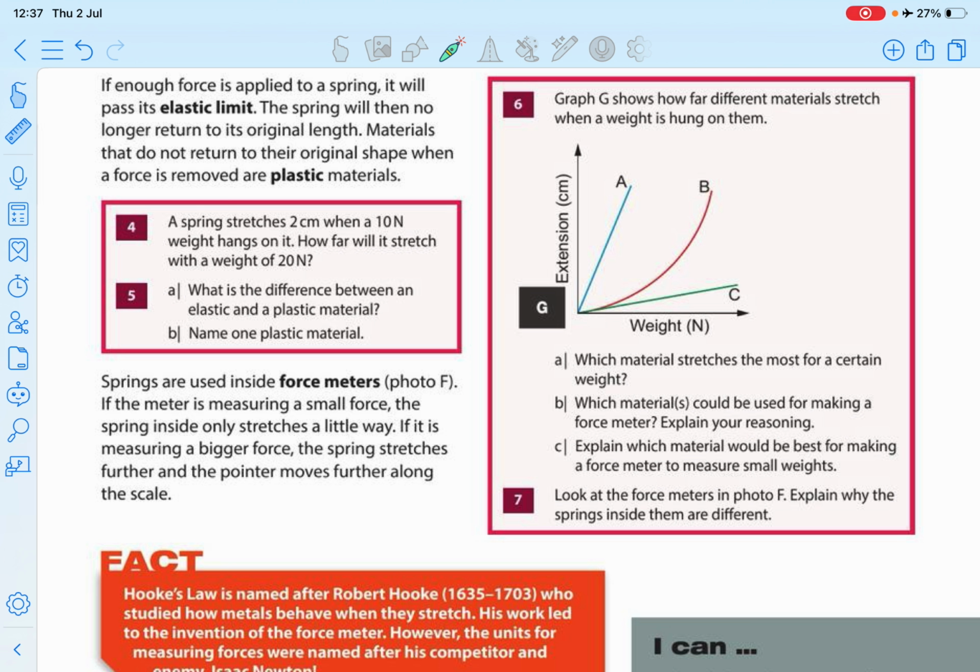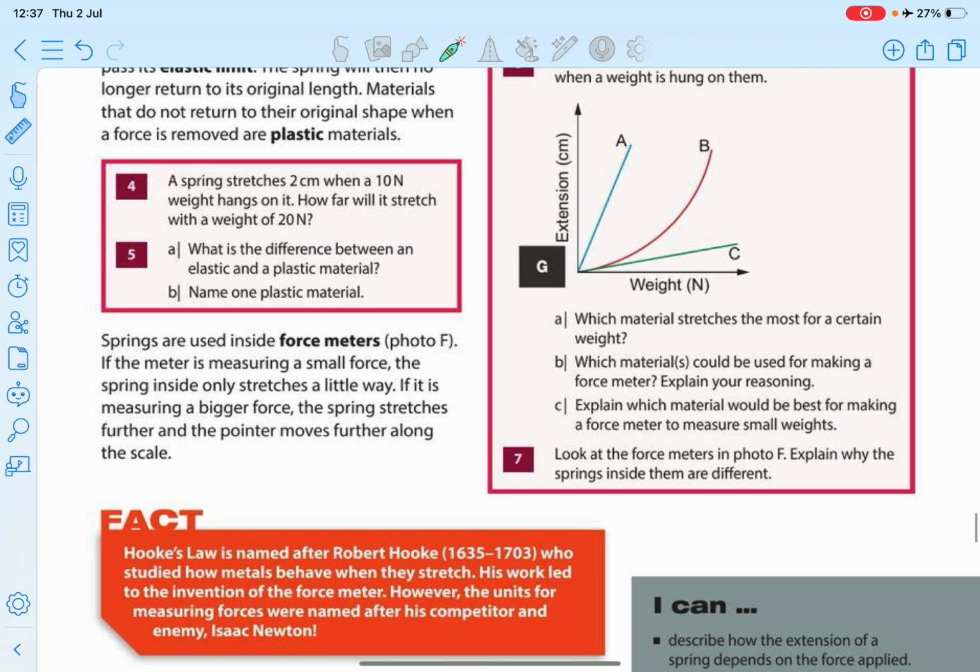And you can use a force meter to measure force, and you know how to do that. The force meter is pre-calibrated for measurements, and after that you can check the weights.